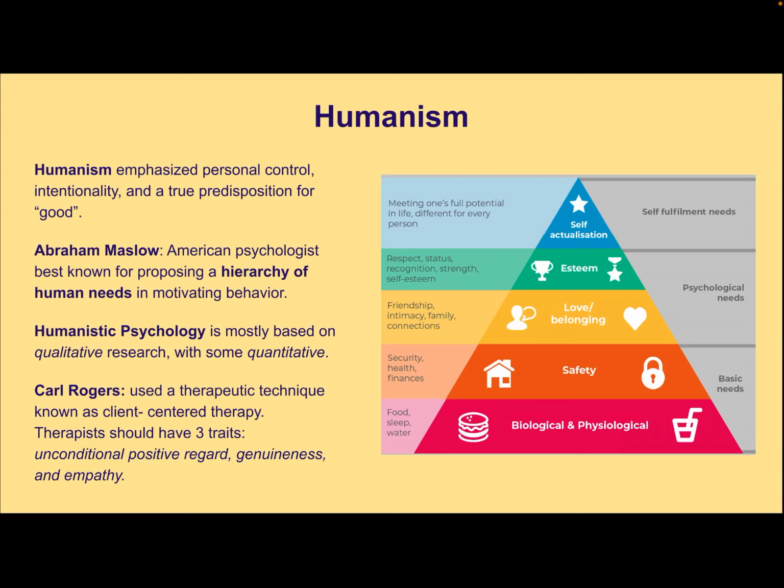will for good. Abraham Maslow is very famous for putting forth the hierarchy of human needs in motivating behavior. He says that behavior is motivated by whether or not these needs are met, and your behavior will be different depending on if these needs are met or not. Starting at the bottom are the most important needs, the biological and physiological needs like food and sleep and water. On top of that is safety, things like security, health, and finances. Those are your basic needs, and it's hard to really grow as a person until those basic needs are met.